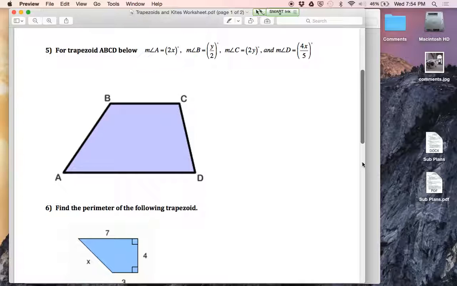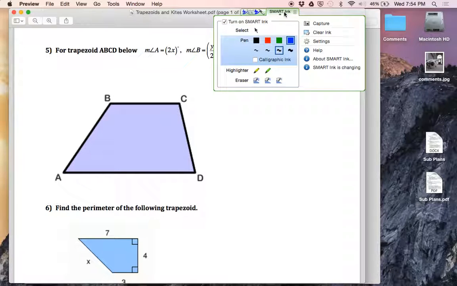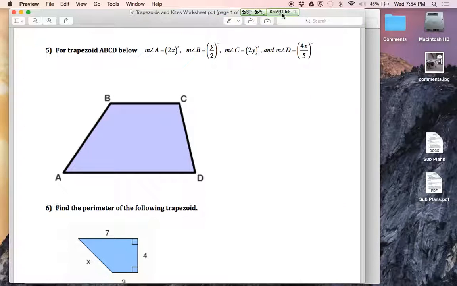So first thing on number 5 that I would do is label the information that's given. So measure of angle A is 2x degrees. Measure of angle B is y over 2. Measure of angle C is 2y. And D is 4x over 5. So when you set this up, you need more than one equation, because if you just add them and set them equal to 360, you have 2 variables. So what you need is a system.